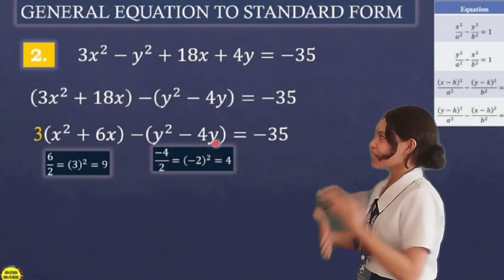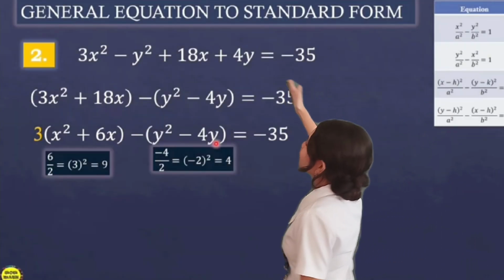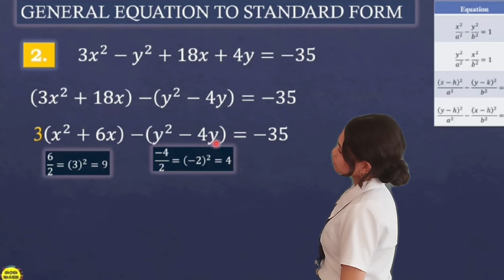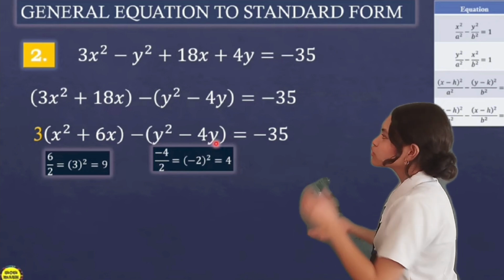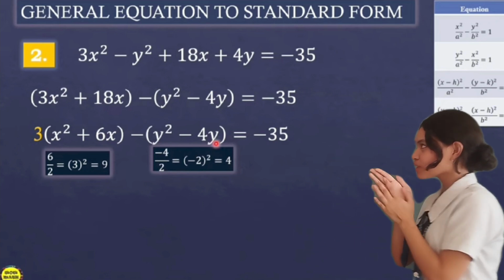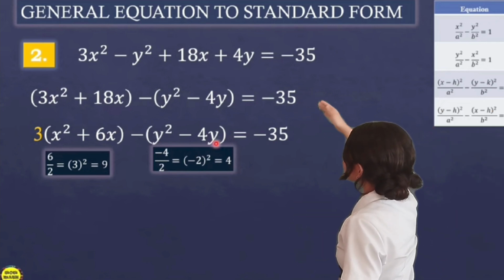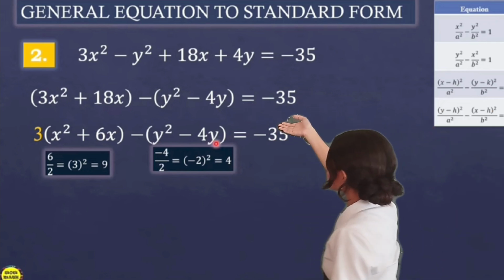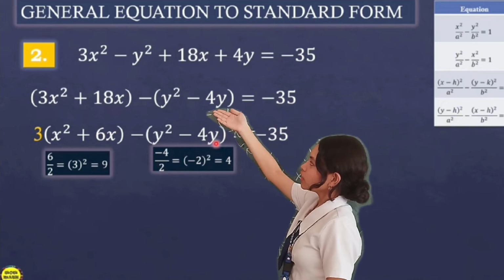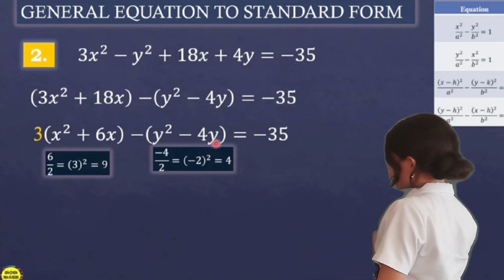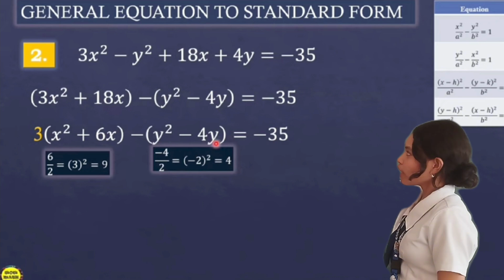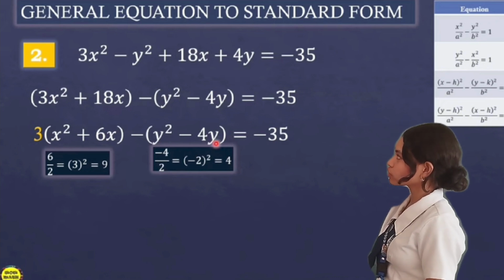So for this example, we have 3x squared minus y squared plus 18x plus 4y is equal to negative 35. So for us to turn this into standard form, we're going to have a lot of process. So 3x squared plus 18x minus y squared plus 4y, and we're going to copy negative 35. So after this, since we have a number next to x squared, we're going to factor number 3.